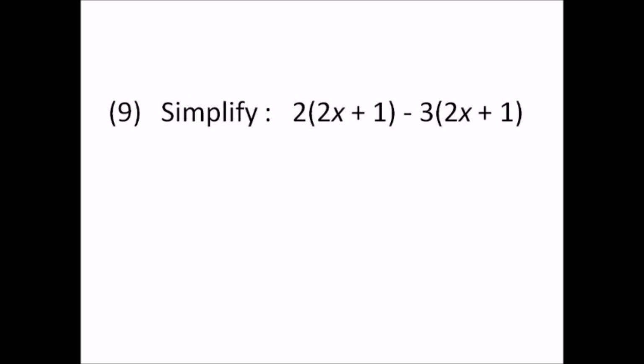Number 9, simplify. Algebra 2, in brackets 2x plus 1, minus 3, in brackets 2x plus 1. So remove your brackets, work it down, and give a final answer. Give an expression for your answer. You have to remove the brackets, so go ahead and do that. Not very hard, so you should not take long to get it.